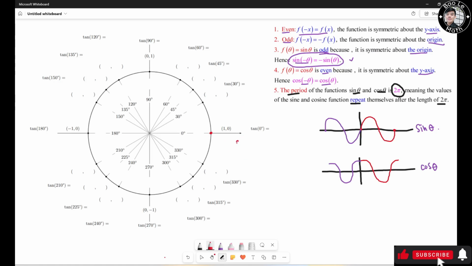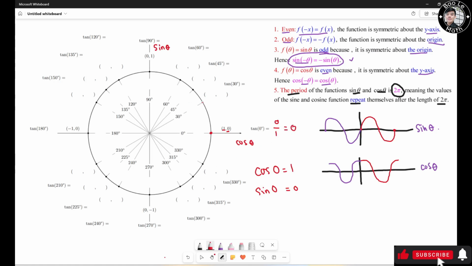The x-axis represents the cosine function, so I put cosine theta right here. The y-axis represents the sine function. Keep that in mind. So this is sine theta. When we calculate cosine 0, we look at the x value right here. It's 1. Now sine 0, we look at the y value right here. It's going to be 0. So tangent 0 equals sine 0 divided by cosine 0, which is 0 divided by 1. It's going to be 0.